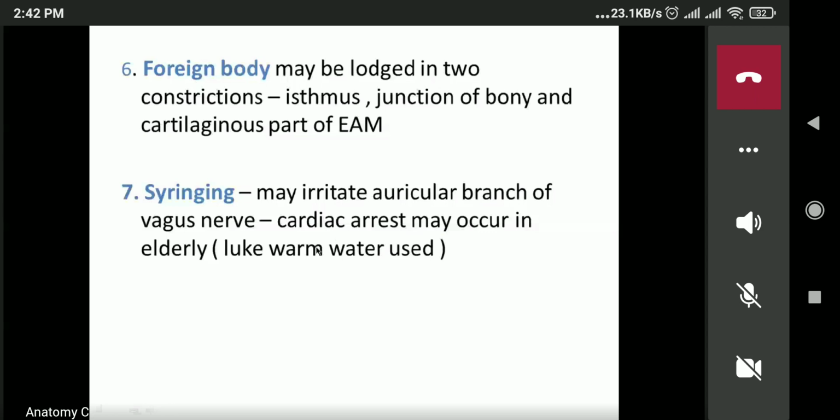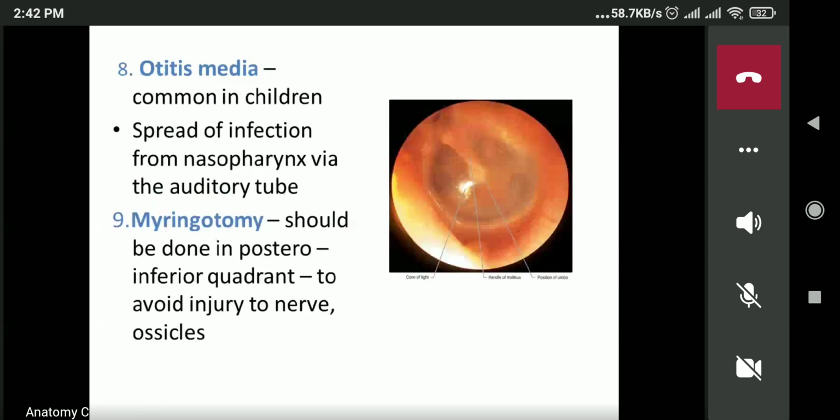So the concha is supplied by the auricular branch of the vagus nerve. So whenever you do this syringing to take out the impacted wax, you have to use lukewarm water, because cold water may irritate the auricular branch of the vagus nerve, and in elderly patients, cardiac arrest may occur. Okay, so cardiac arrest may occur in elderly patients.